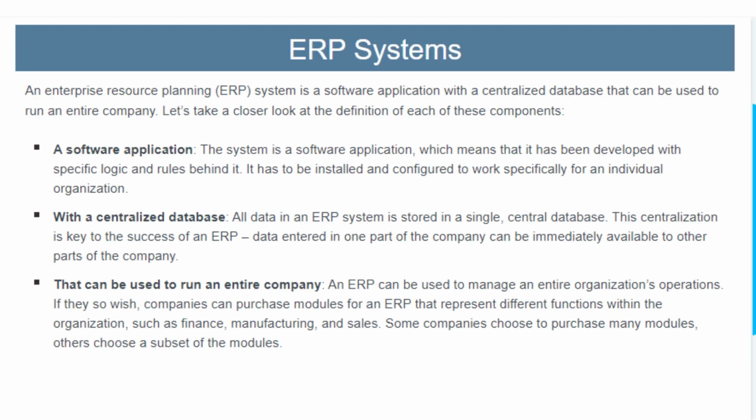ERP systems. An ERP, or Enterprise Resource Planning system, is a software application with a centralized database. It can be used to run the entire company. Let's take a closer look at the definition of each of these components.